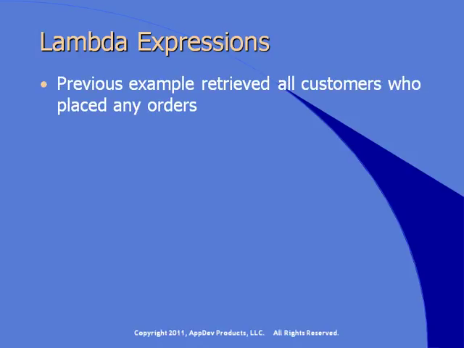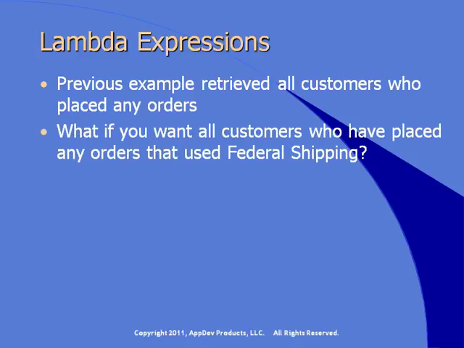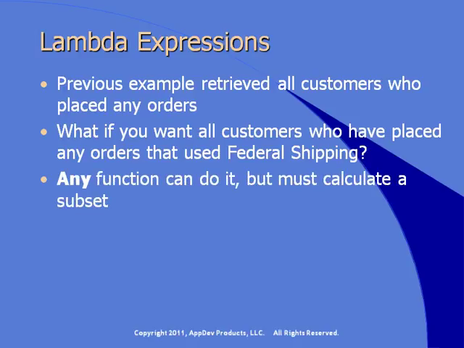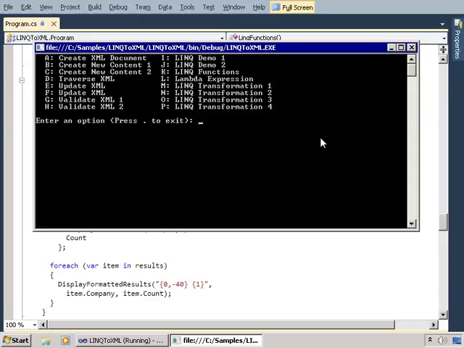Our last example retrieved information for all customers who had placed any orders using the any method. What if you want all customers who have placed any orders but have used federal shipping as their shipping method? The any function that we looked at can do it, but you have to calculate a subset. And in this case, as you've seen in many other examples in this course, we'll need to use a lambda expression to do the work. Let's look at our example modified to only show us customers that used federal shipping for a particular order. To show off working with lambda expressions, I'll choose option L.